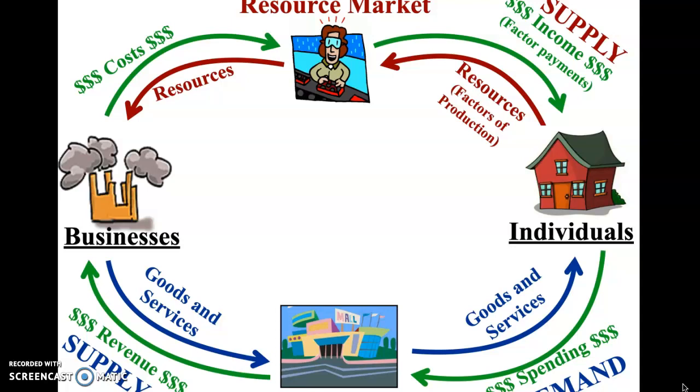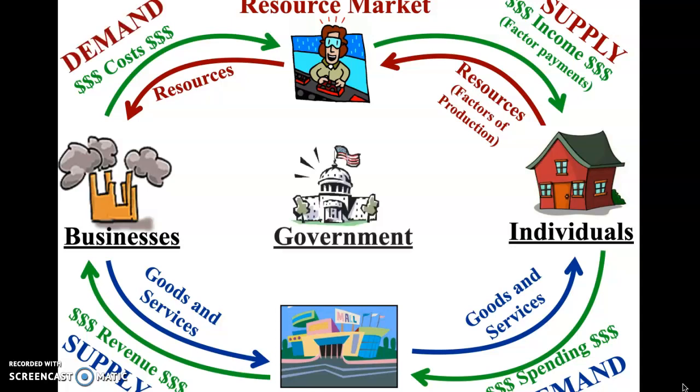So the supply of resources comes from individuals, and the demand comes from the businesses. In the middle of all this you have government. Government provides about 20% of our real gross domestic product. They purchase goods and services, both from the product market and the resource market. In exchange, they give money.